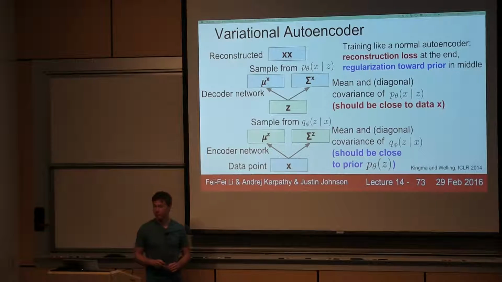Yeah? Why do you choose a diagonal covariance? The question is, why do you choose a diagonal covariance? And the answer is because it's really easy to work with. But actually, people have tried, I think, slightly fancier things too. But that's something you could play around with.